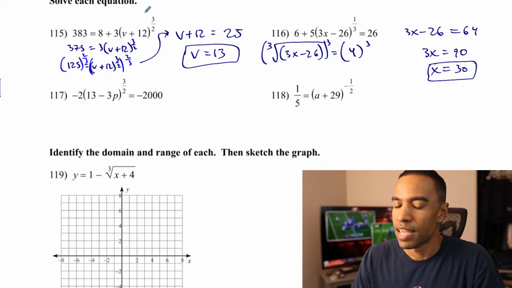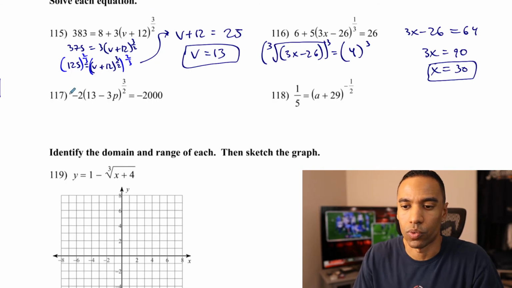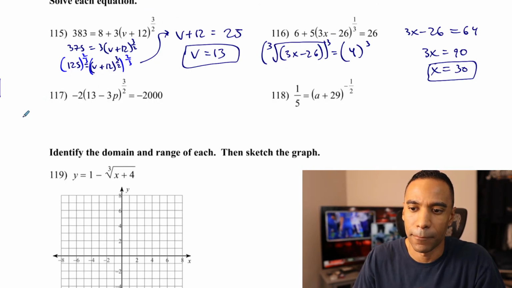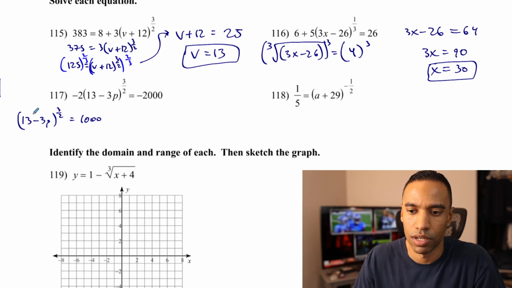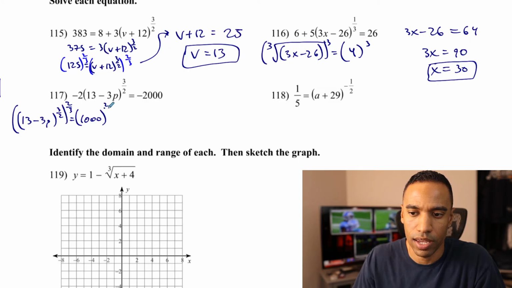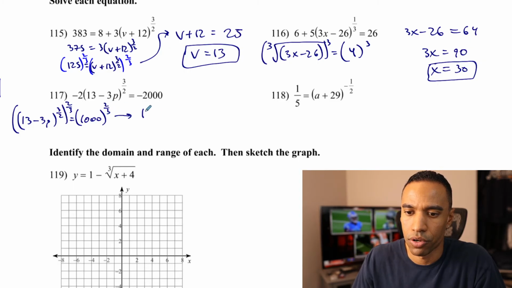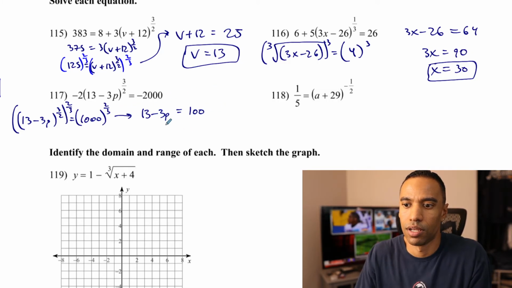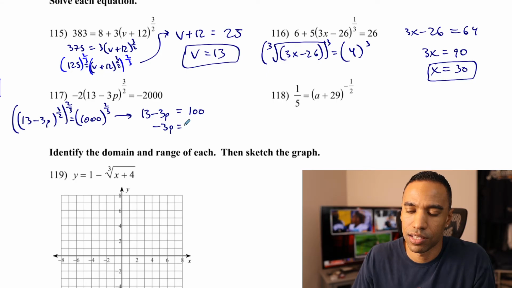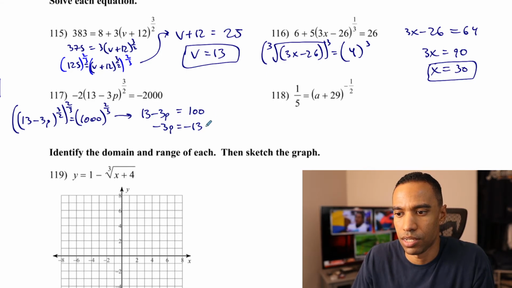Whew, okay, divide by -2. I get 13 minus 3p to the 3/2 equals positive 1,000. Now we will raise these to the 2/3 power, which is taking the cube root and squaring it. So 13 minus 3p on the left side. Cube root of 1,000 is 10. 10 squared is 100. Let's subtract 13 and divide by 3.